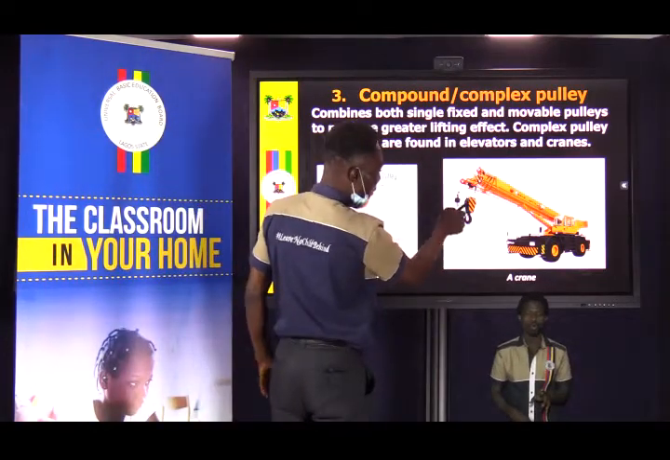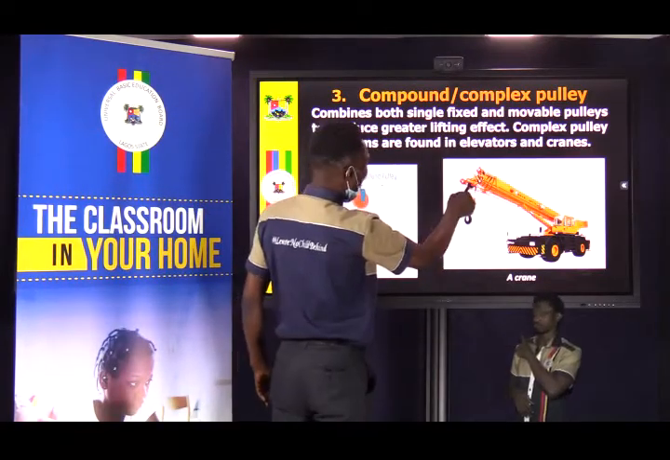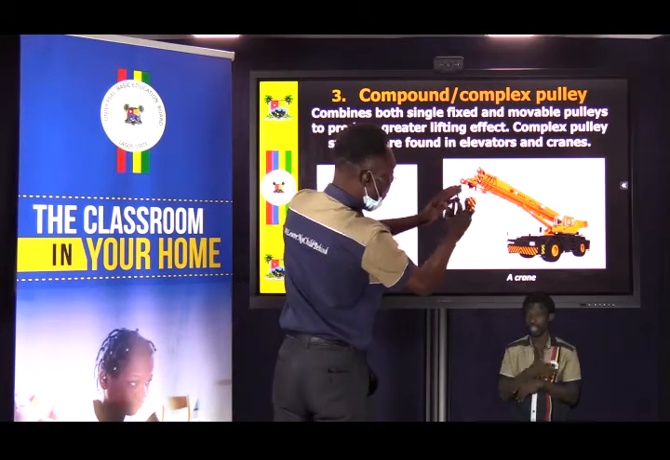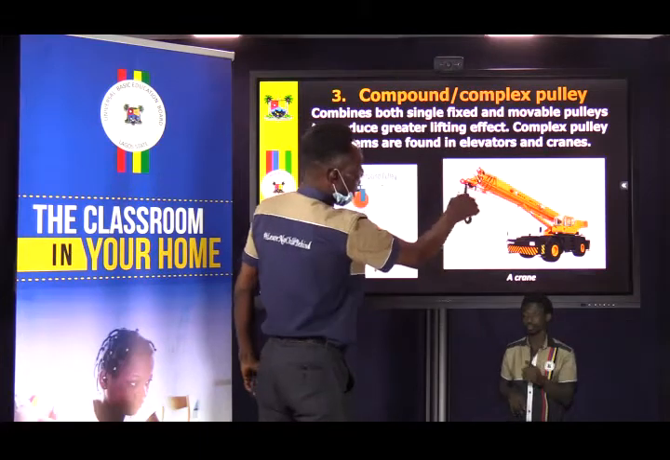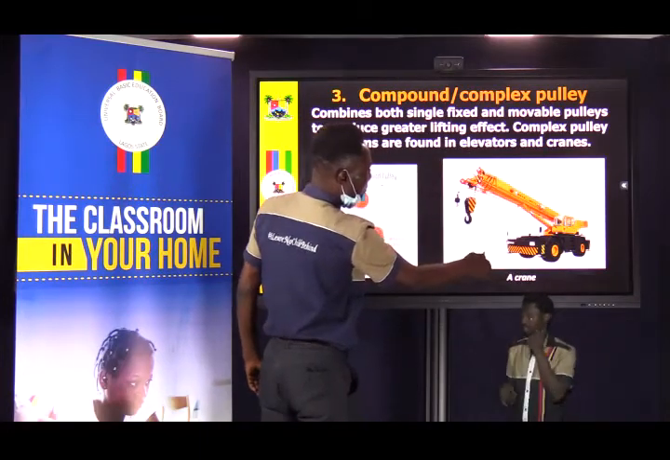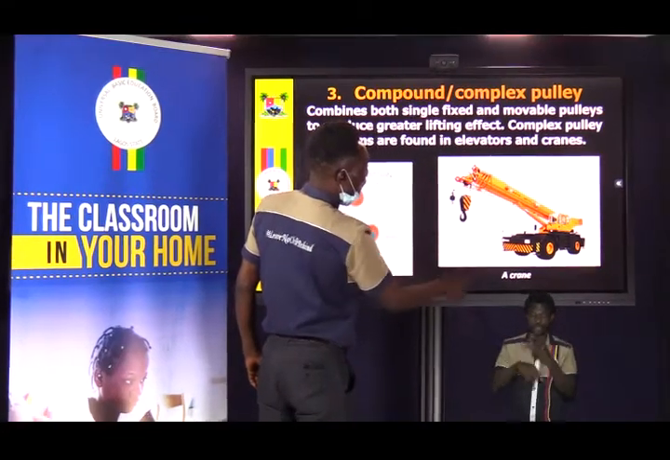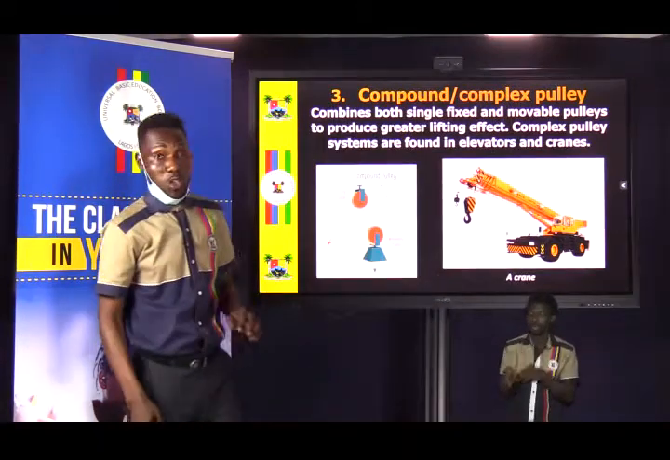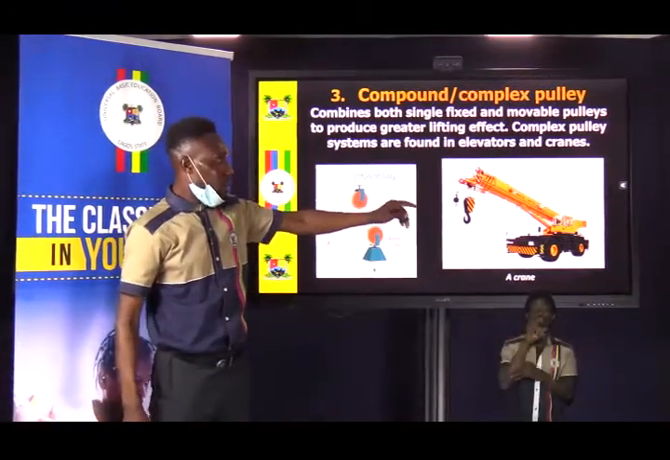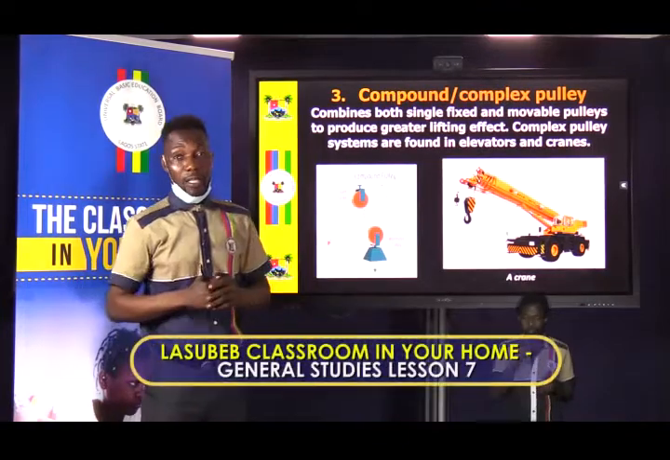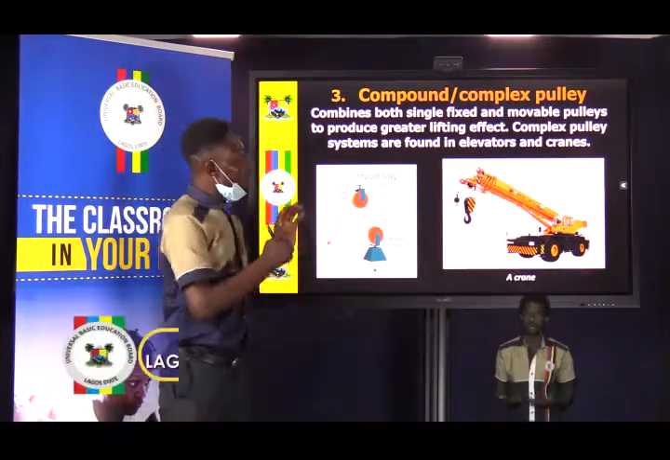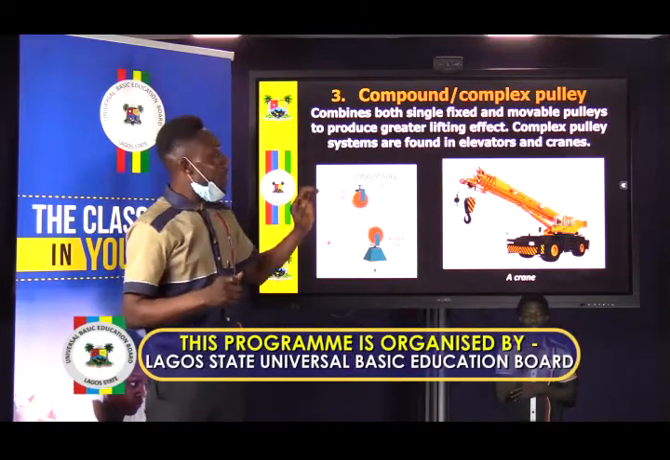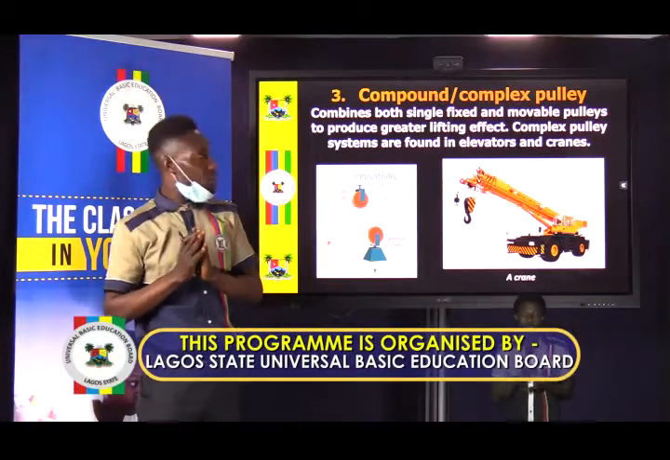Let's look at this picture here. Movable pulley and fixed pulley all combined together as one. That's what a complex pulley is. You can see this kind of crane you have seen at a construction site, where they use it to lift heavy objects that human beings cannot carry. So that's a complex pulley that combines fixed and movable pulley.